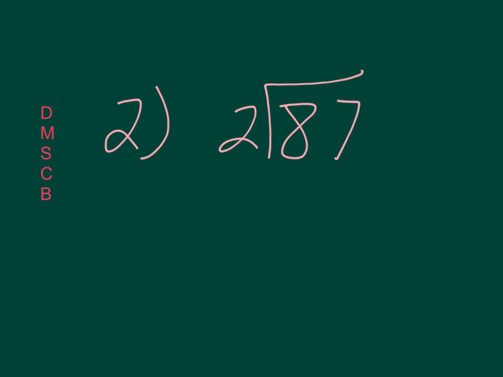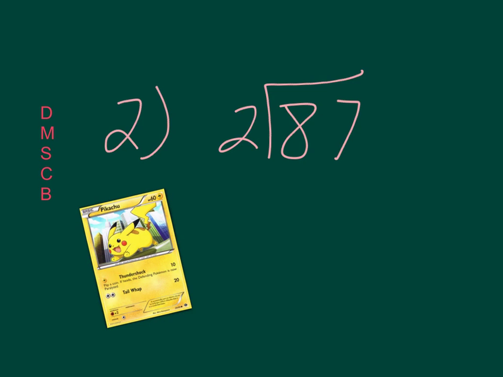Okay, so let's look at our next problem, 87 divided by 2. That could be a problem like this. I have 87 Pokemon cards. There's Mr. Pikachu, but imagine I had 87 of those, not just Pikachu's, 87 Pokemon cards, and I want to share them with my friend that came over.